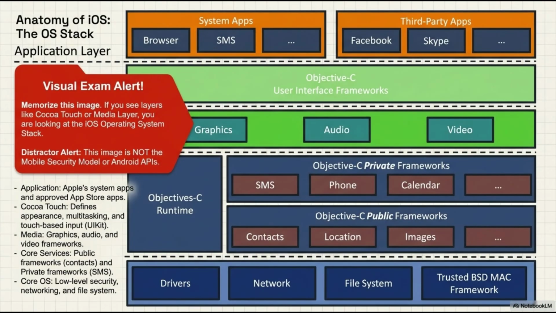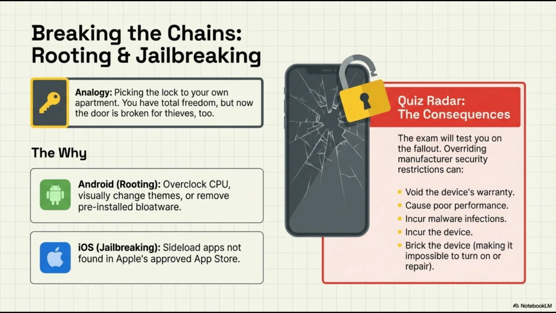Exactly. So we have these beautifully engineered architectures. But what happens when the user decides they don't like the rules? Moving to slide 7, breaking the chains. Rooting and jailbreaking. This is where a user actively works to bypass the manufacturer's security constraints. It's the equivalent of picking the lock to your own apartment. Yes, you get total freedom to move the furniture, but now the door is broken for thieves too.